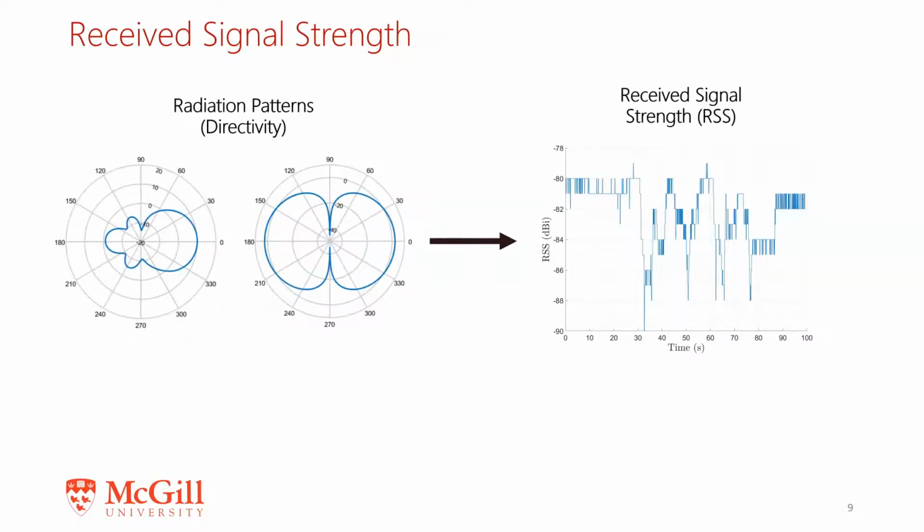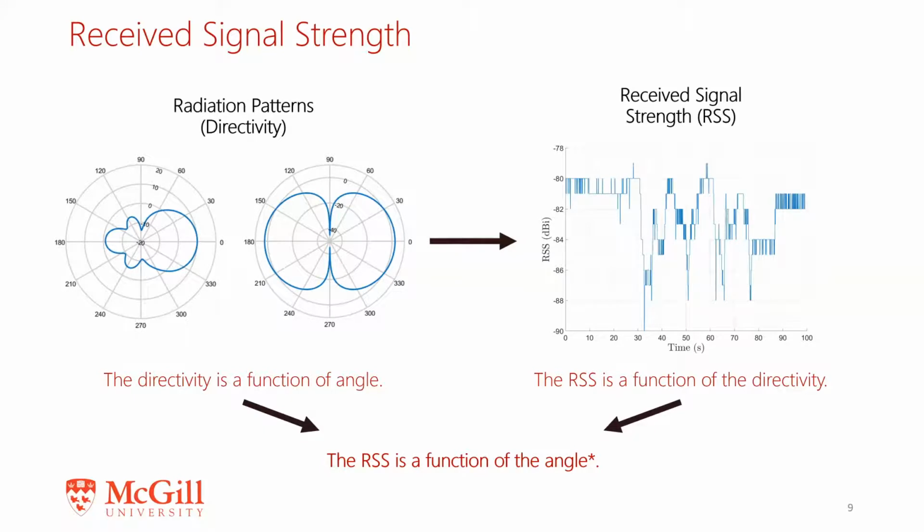Now, the reason we're interested in this directivity is because it affects how strong the signal being received or sent will be. On the receiver end, this signal strength is termed the received signal strength, or RSS, and an example RSS plot is shown on the right from one of our data sets. The key point here is that the directivity is a function of the angle, and the RSS, a measurable value during runtime, is a function of the directivity. Thus, it can be concluded that the RSS is also a function of the angle. The caveat here is that the RSS is also a function of a number of other factors, such as the range between the two antennas, various losses, and etc.